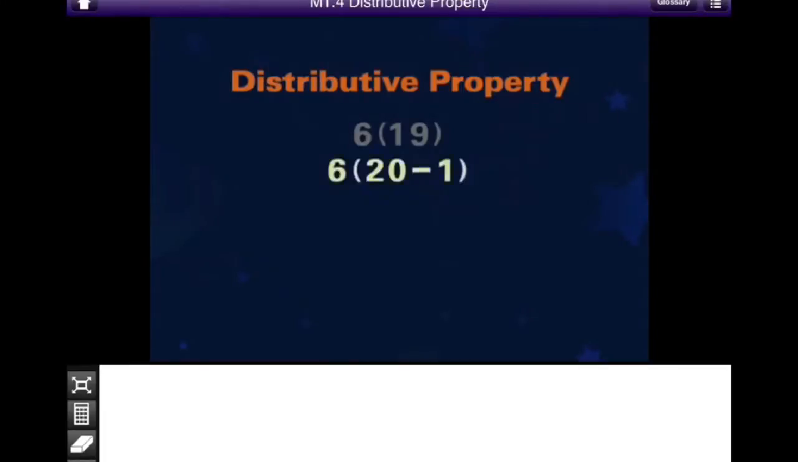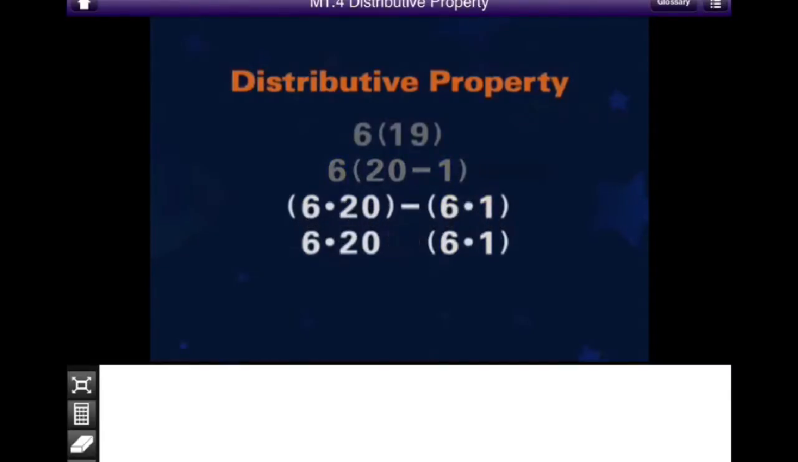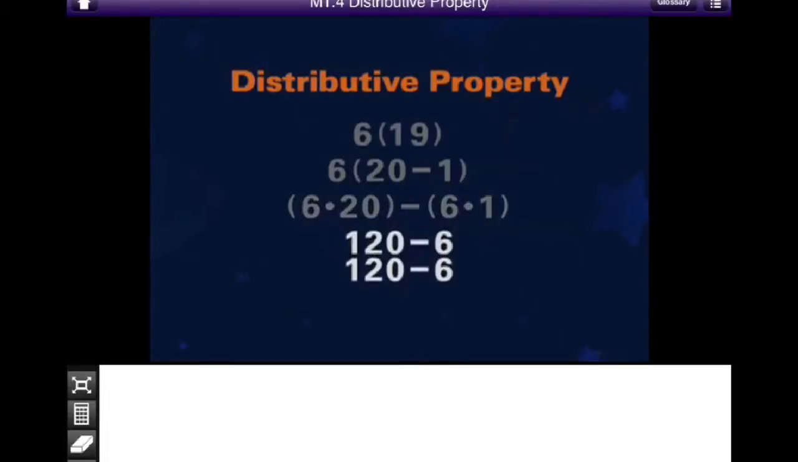Distribute 6 over 20 minus 1. That is 6 times 20 minus 6 times 1, which is 120 minus 6. And 120 minus 6 equals 114.